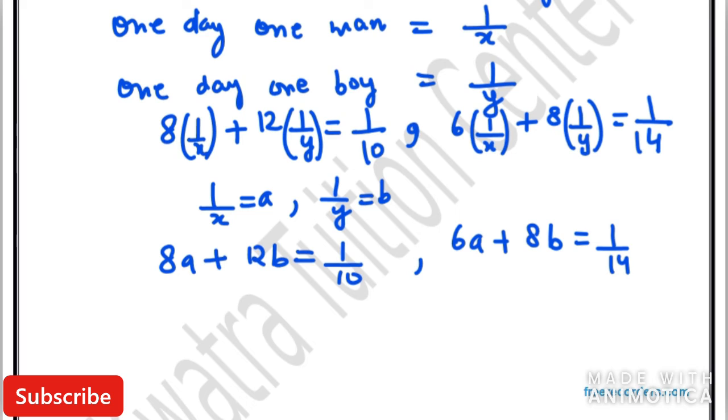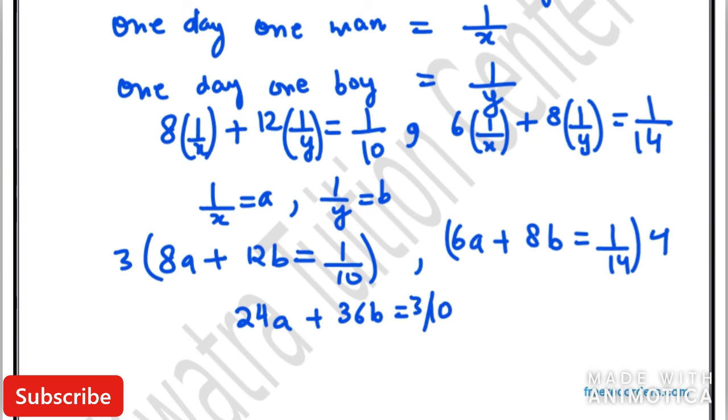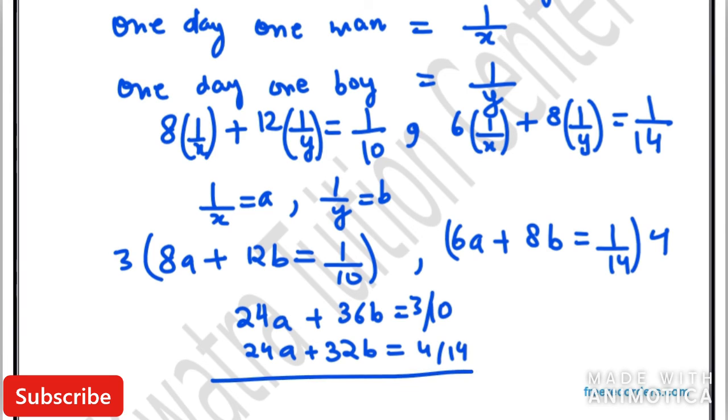Now, we can actually simplify this by elimination method. So I will be multiplying the first equation with 3 and the second equation with 4. So it will be 24a plus 36b equals 3 over 10. Now the second equation will be 24a plus 32b equals 4 over 14.